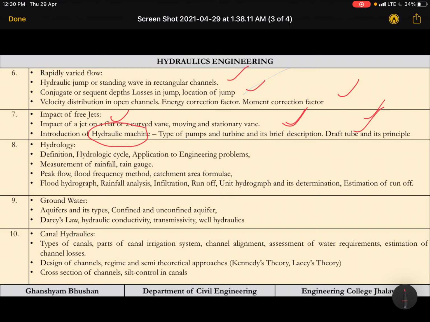After that, the next topic is hydrology. Hydrology is a very vast subject, but just to give you an introduction, here we will be seeing the basic terms like what is the hydrologic cycle, what is the application of hydrology in engineering, how we are going to see rainfall measurement, how we are going to measure with the help of a rain gauge, so peak flow, flood frequency, and hydrograph, runoff and infiltration, unit hydrograph, and runoff estimation, how we are going to estimate the runoff. So these things are how the water is going to behave when it is coming from nature. So that we are going to see.